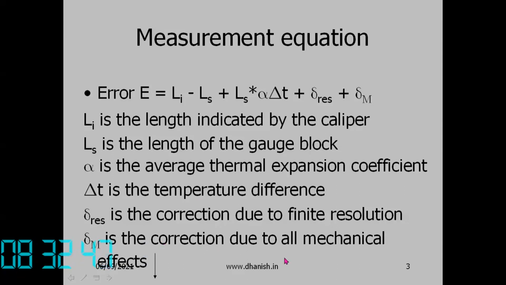Delta M is the correction due to all mechanical effects. Sorry, I forgot this. Okay, so this is understood. Error is measured quantity value minus reference quantity value. Depending on how you define them, these errors can be plus or minus. Let us assume it is all plus. Anyway, in uncertainty, when you take root sum of squares, sign does not matter, so it does not matter much here what sign you take.